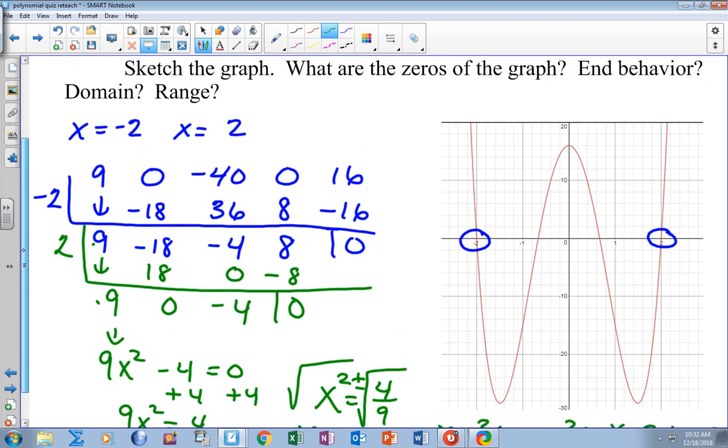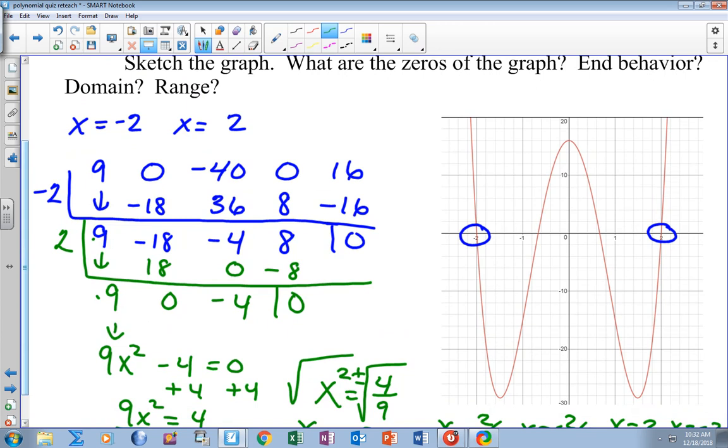As far as the domain, it is all real numbers. So remember, the domain is the x's, so every x value is here. So the domain is all real numbers. Right, so then the range. Remember, our ranges are y values. So it's going to be our lowest value here. So it looks like it's around, oh, that's not negative 3.